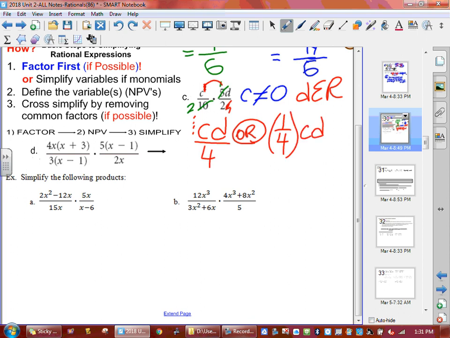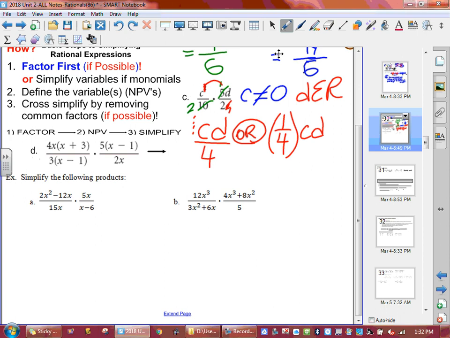All right, let's take a look at letter D right here. It's already factored for us, so all we have to do on letter D is non-permissibles. So what would make my first bracket on the left here equal to 0? Negative 1? Positive 1, right? 1 subtract 1 is 0. What about the 2x on the bottom? 0. So our non-permissibles, x cannot equal 0 or 1.